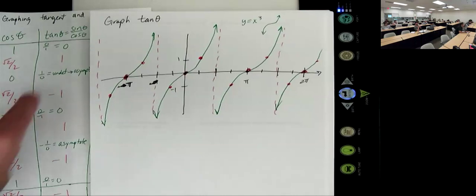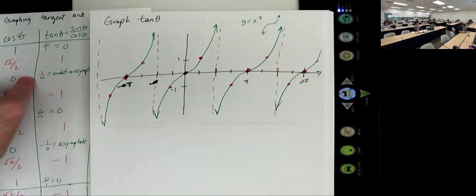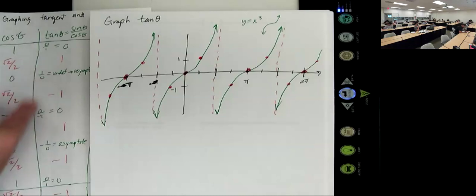Everywhere that we had a 1 over 0 is undefined, and that's where an asymptote is gonna be. So it's basically where cosine is 0, because cosine's on the bottom for tangent. So if cosine is 0, at the pi over 2 mark, pi over 2, 3 pi over 2, 5 pi over 2, negative pi over 2.